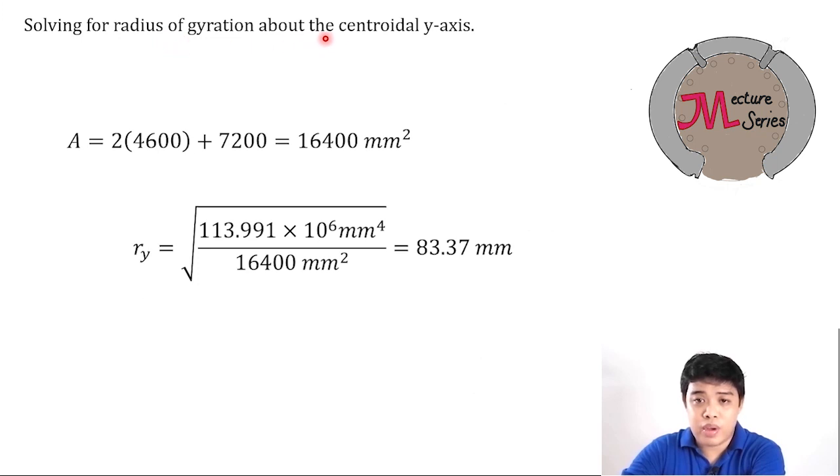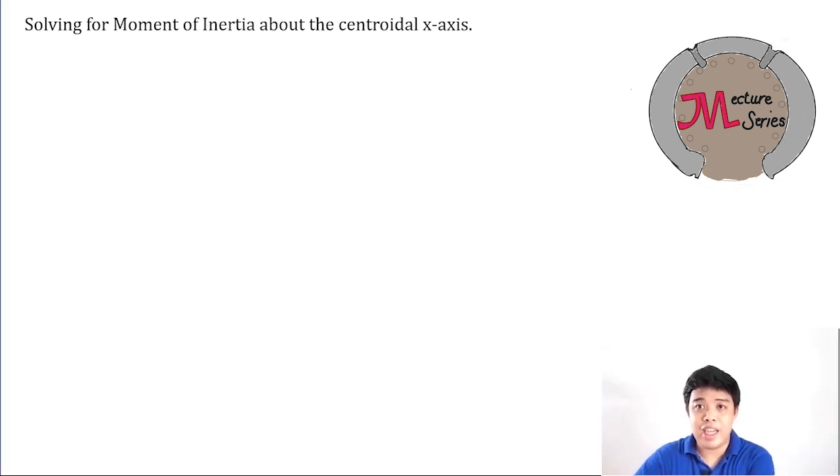Solving for the radius of gyration about the centroidal y-axis, we should first get the total area of the whole section. 2 times 4,600, this is for the angle, plus 7,200, this is for the channel bar. So the answer is 16,400. Square root of I over A, you have the radius of gyration about y equal to 83.37 millimeters. Let us now solve the radius of gyration about the centroidal x-axis.